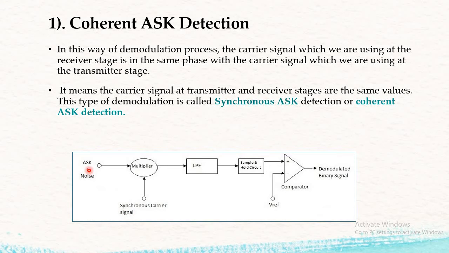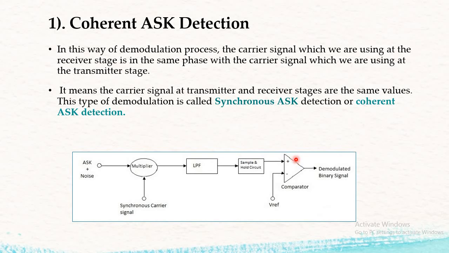Now these two signals are applied at the multiplier. It means the carrier signals at the transmitter and receiver stages are at the same value, and this type of detection is called synchronous ASK detection. The multiplier multiplies these two signals and generates the output. That signal is given to the low pass filter and then to the sample and hold circuit, and finally we have a comparator.